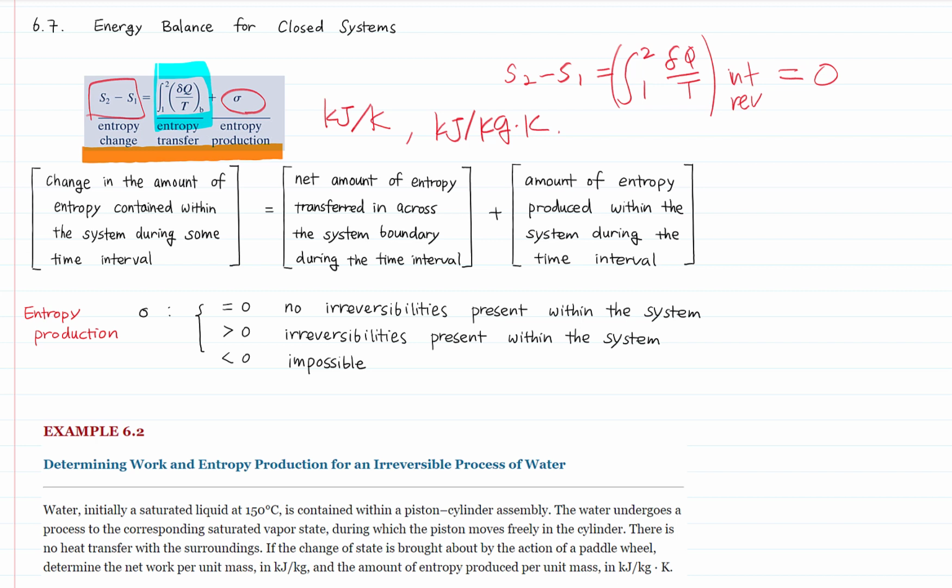Any real process always accompanies some degree of irreversibilities. So irreversibilities such as friction, heat transfer through a finite temperature difference, mixing gases, inelastic deformations, all these irreversibilities increase the entropy inside the system. So if the process is reversible, there is no entropy production. Sigma is zero.